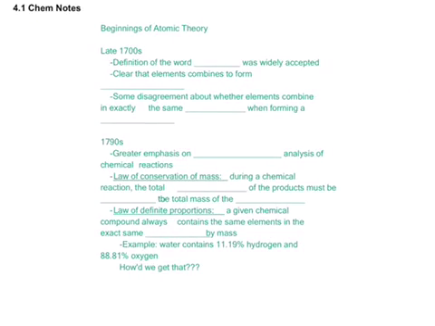So late in the 1700s, we began working on the atomic theory. The definition by this time of the word element was widely accepted, and it was clear that elements combine to form compounds. Both of these were very accepted in the scientific community. However, there was some disagreement about whether elements combine in exactly the same ratio when they form compounds.